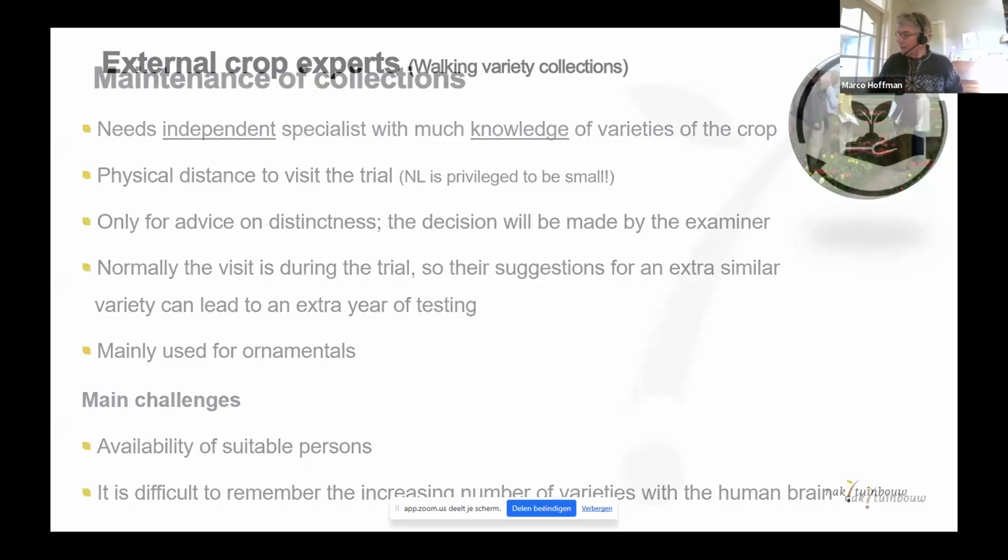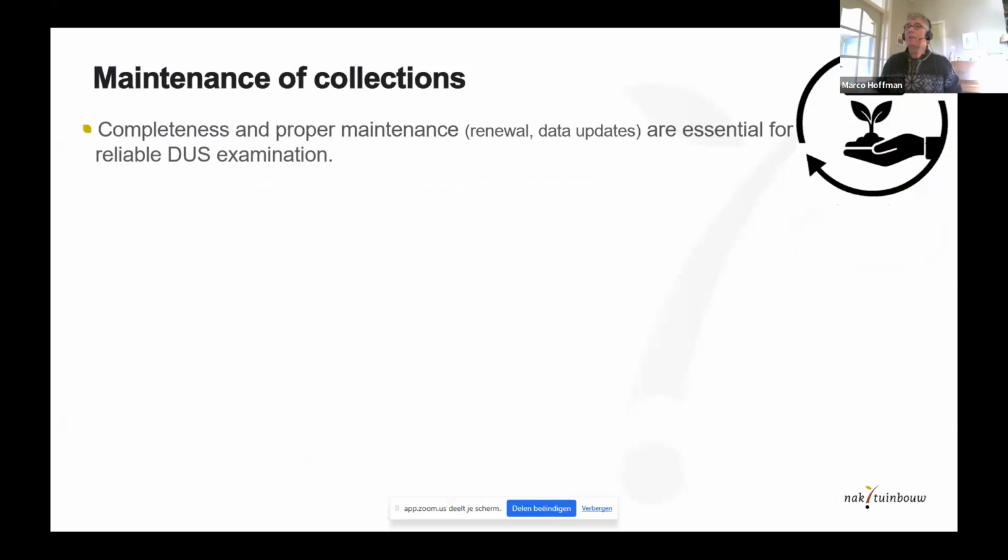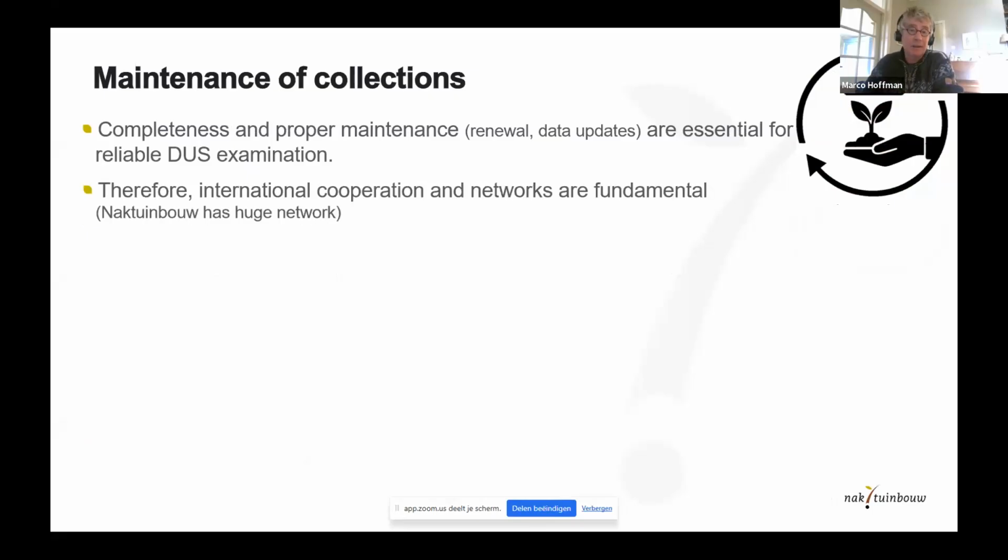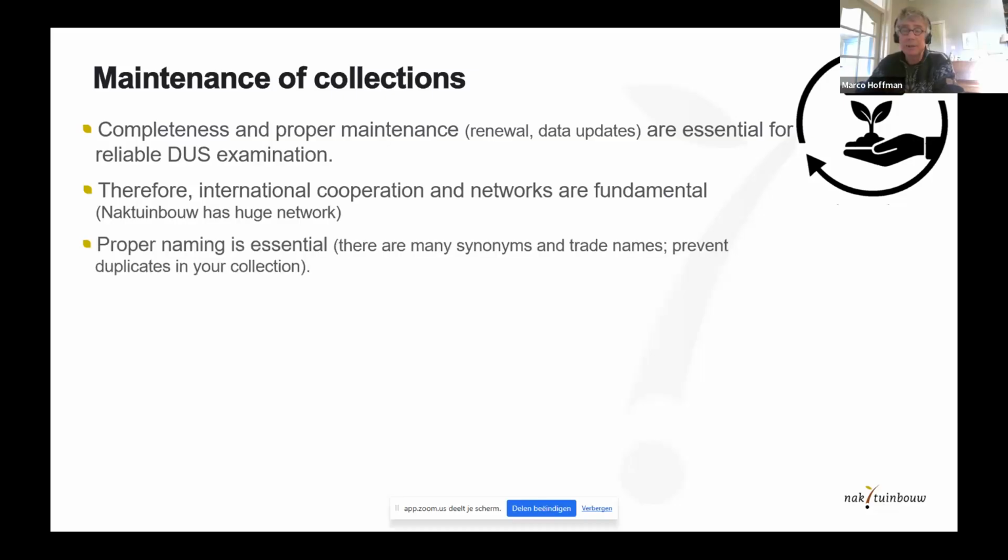Yeah, then the next point, the maintenance of the collection. Of course, the completeness and proper maintenance of collections are very essential for a reliable DUS examination. Therefore, international cooperation and networks are fundamental. And we are lucky that Naktuinbouw has a huge network, but it's really very important.